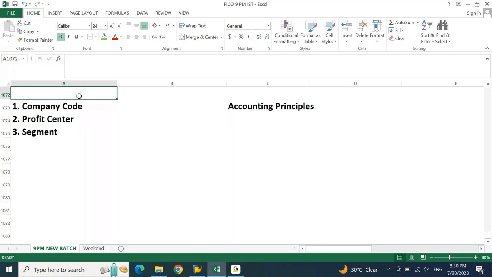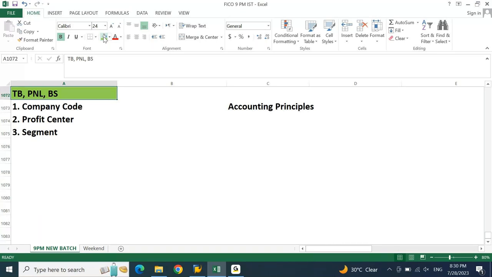After this, these first three points we have listed, assuming TB, P&L, balance sheet. Based on TB, P&L, balance sheet, we have listed at company code level, profit center level, segment level. Now the next question is, whenever you want to prepare any financial statement like TB, P&L, balance sheet, on what basis are you creating the TB, on what basis are you creating the P&L and balance sheet?